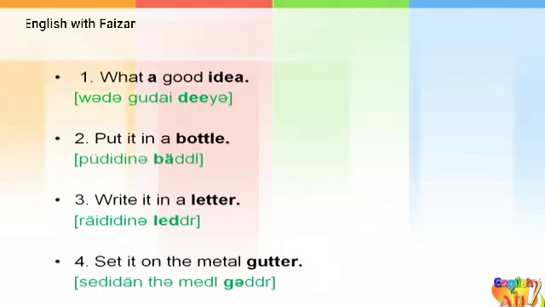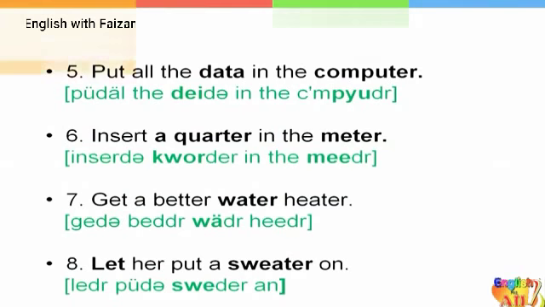1. What a good idea. 2. Put it in a bottle. 3. Write it in a letter. 4. Set it on the metal gutter. 5. Put all the data in the computer. 6. Insert a quarter in the meter. 7. Get a better water heater. 8. Let her put a sweater on.